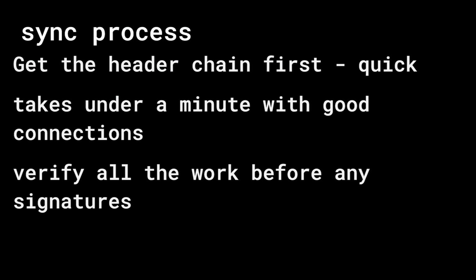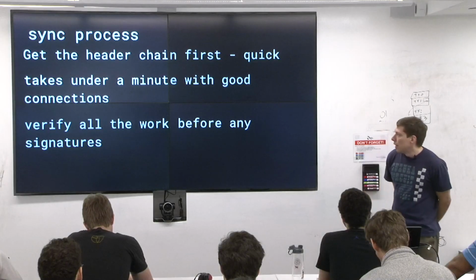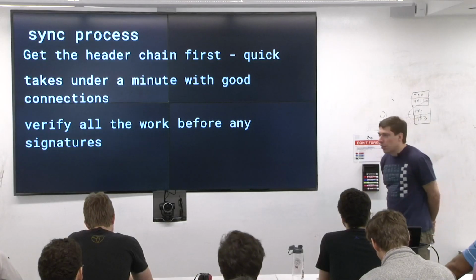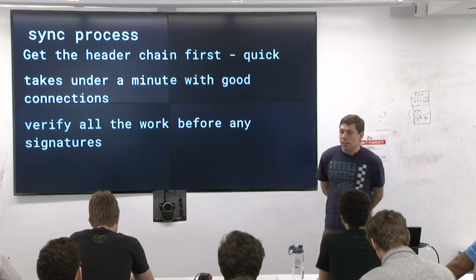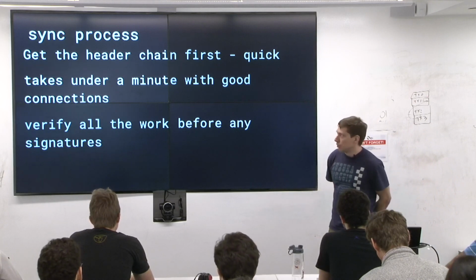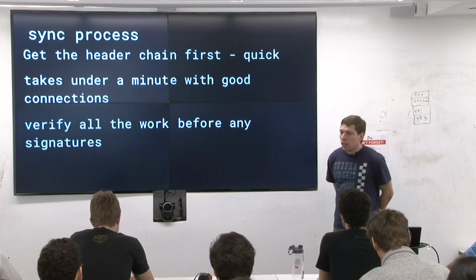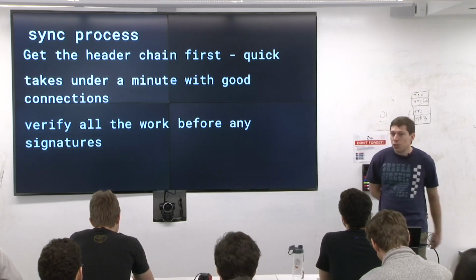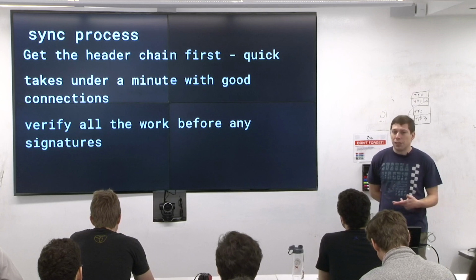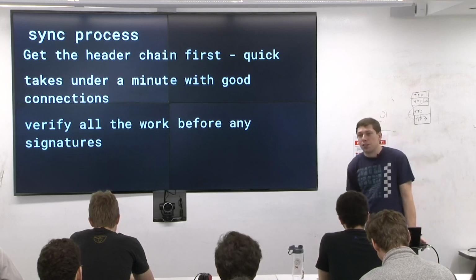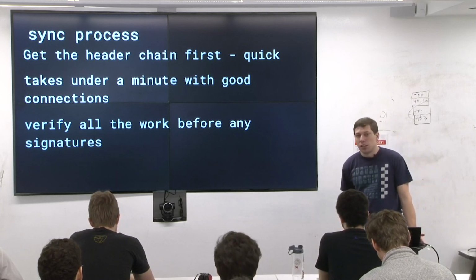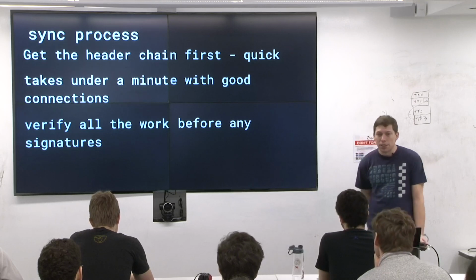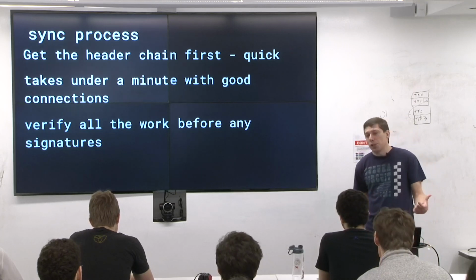The header chain, you get it first, and it's actually very quick. You can do it under a minute if you have a good internet connection, and you verify all the work before you do anything else. So this is nice in that the attacker, in order to make you do more work here, would have to do a lot of proof of work. But for you, it's very quick to verify everything. Even 500,000 headers, 30 seconds if you got a good internet connection, something like that. Because all you're doing is 1 hash per header, right?